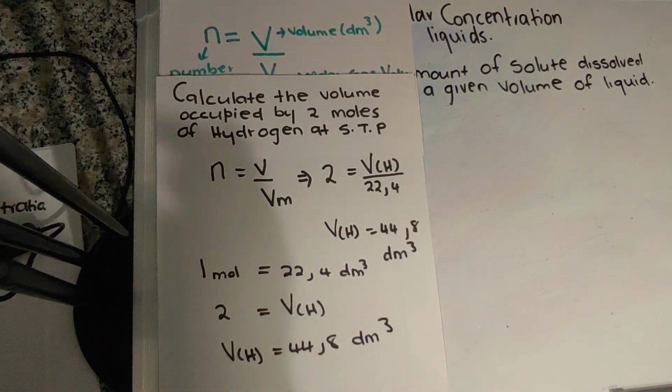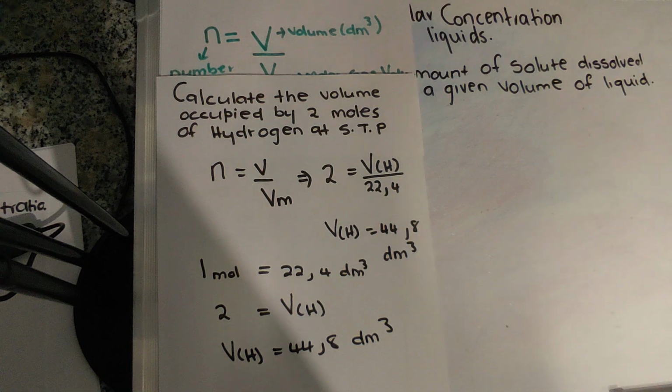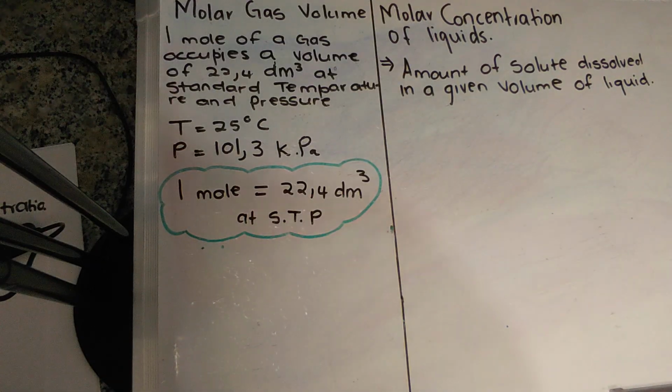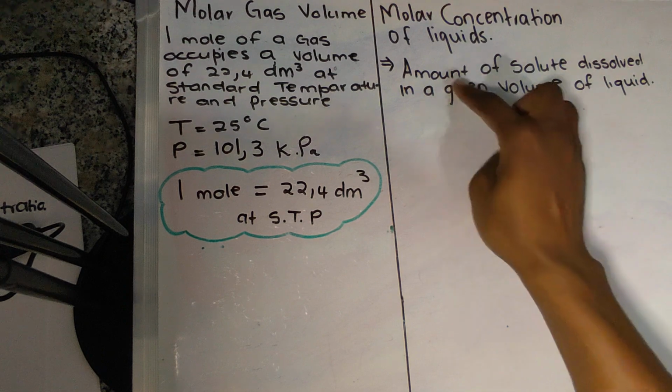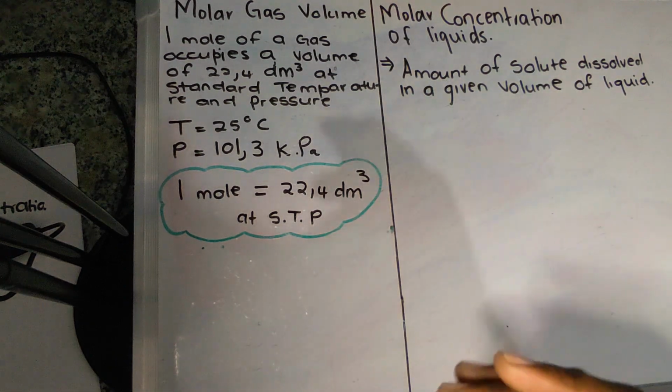Now let us have a look at the molar concentration of liquids. So what is the concentration of a liquid? The concentration of a liquid is simply the ratio of the solute to the amount of liquid that is present.